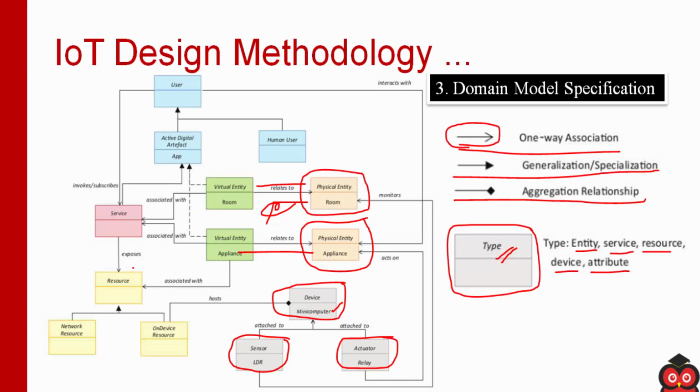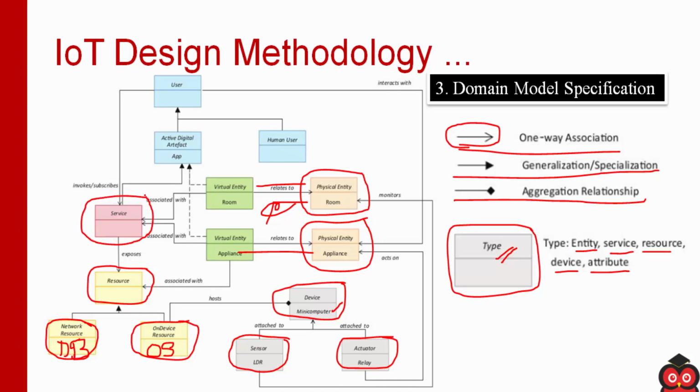And the fourth category is resources. There are two types of resources, right? Network resource or on-device resource. So let's say this is a database, and let's say this on-device resource is an operating system like Raspbian or any other on-device operating system.